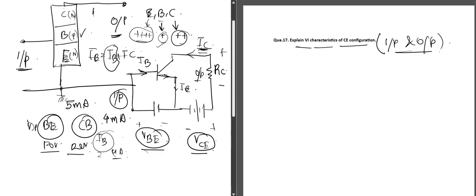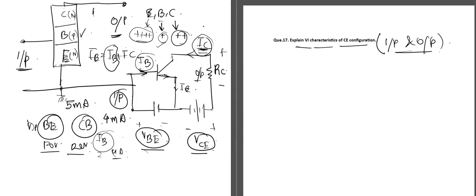So in this case, the input and output impedance are moderate in common emitter configuration. This is the base current, and as we know, the base current is very low. As the base current is low, it signifies the input impedance is high. And in the output section, this is the collector current, which has a moderate value.